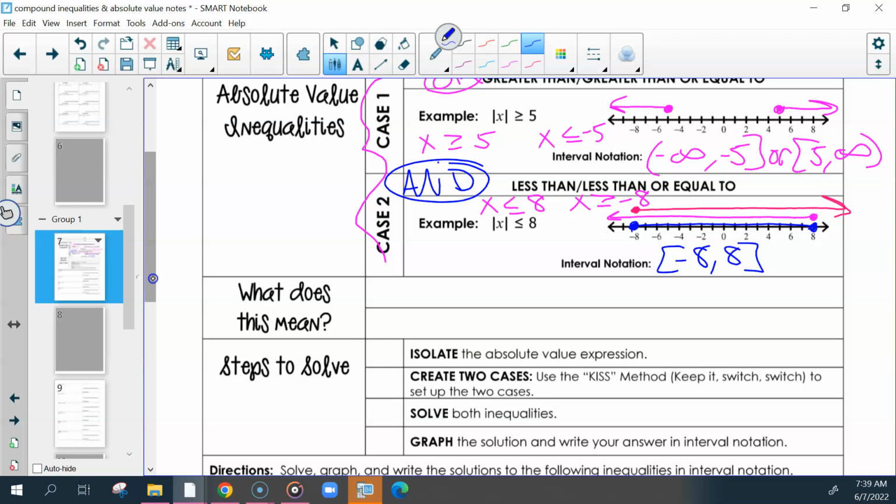Now, let's say you don't remember if greater than is the or or the and. That part doesn't really matter. You can solve it and then graph it and then figure that part out later. You don't have to remember that greater than is an or. It just might help you if you did. Do we have any questions on that part?